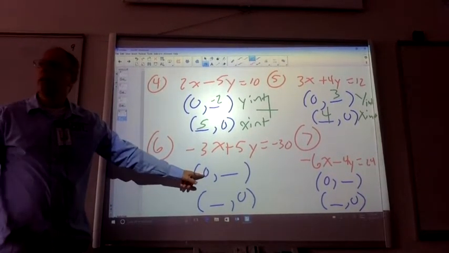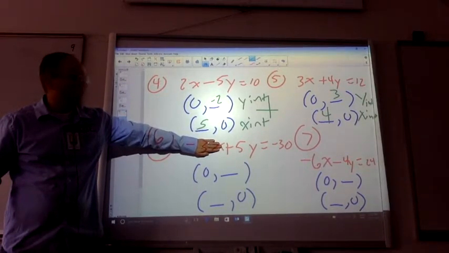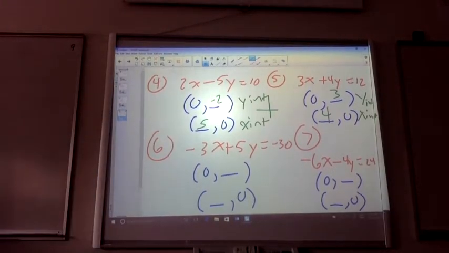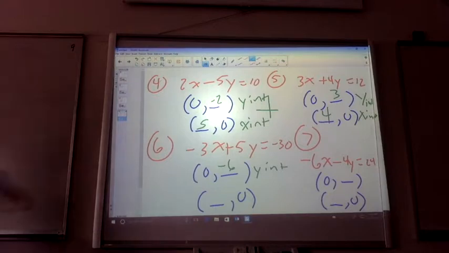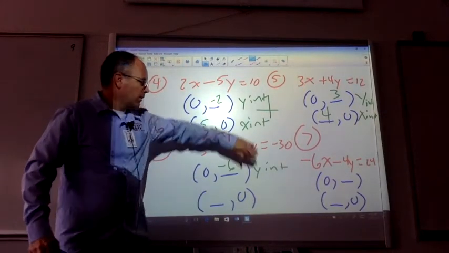This is an x component. It's 0, so I'm going to cover this up. So 5 times y is equal to -30. So what do you have to multiply 5 times to get to -30? -6. Is that an x or a y-intercept? Y.